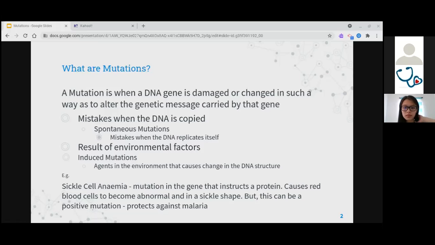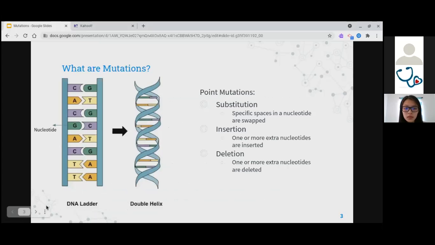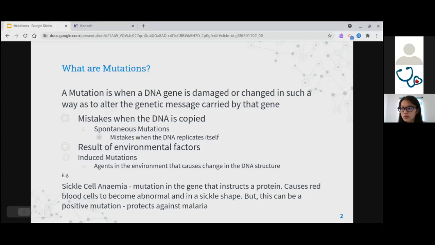An example of this that you will learn more about in depth is sickle cell anemia, which is a mutation in the gene that instructs a protein. It causes red blood cells to become abnormal and sickle-shaped, but this can also be a positive mutation. It protects against malaria.